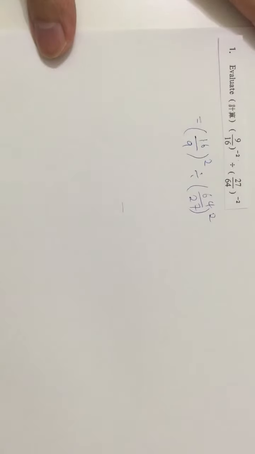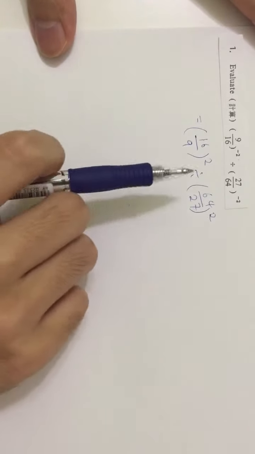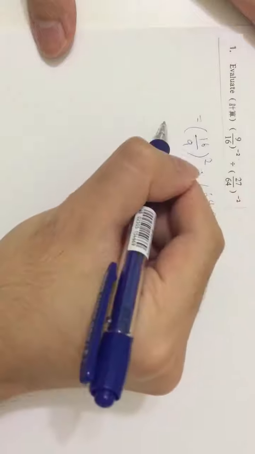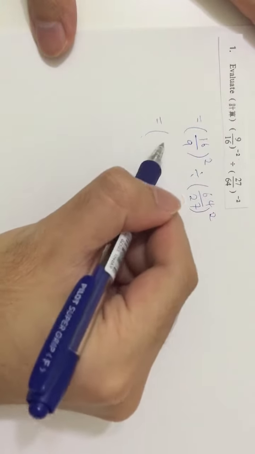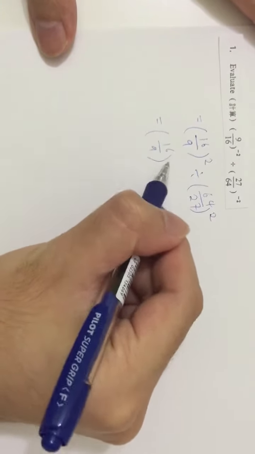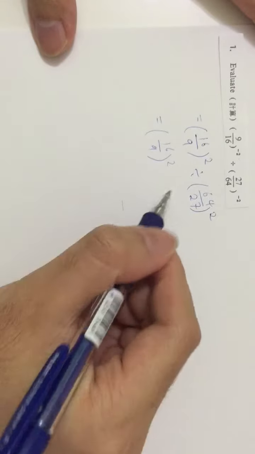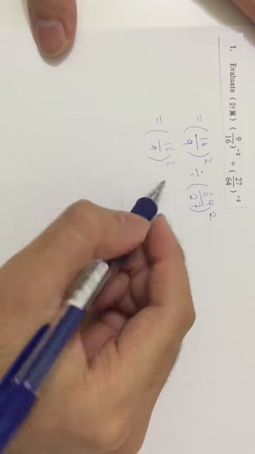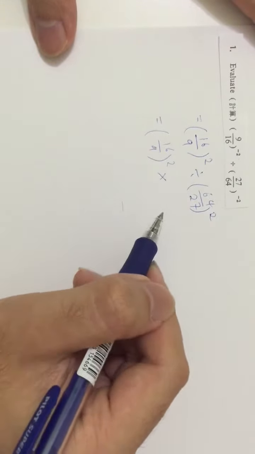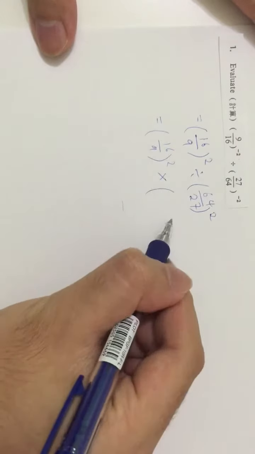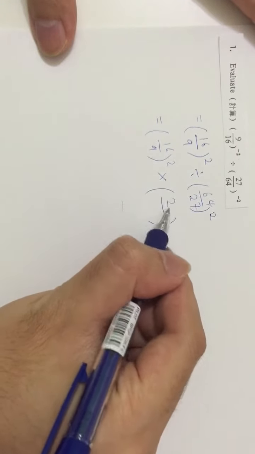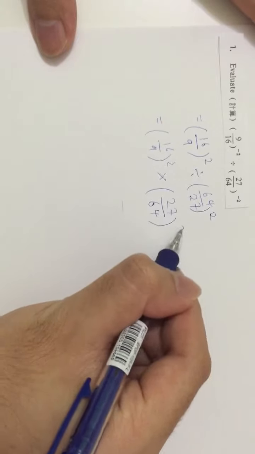Now, the second thing to get rid of is the divide sign. We copy the first number exactly the same. Here, if we change this divide sign into a multiply sign, we also swap the numerator and the denominator.